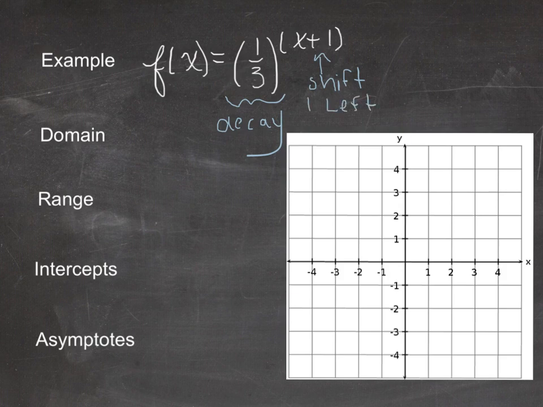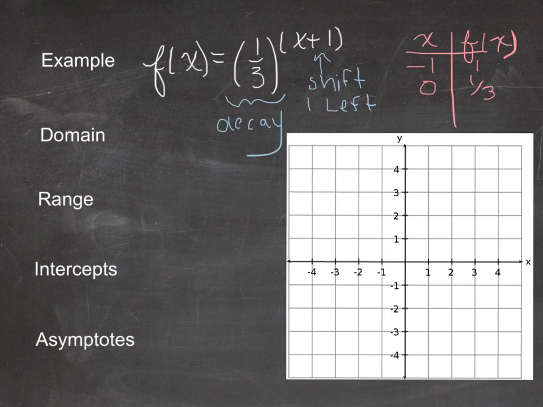Okay, so let's just do a quick table of values to see what's happening here. We have x and f of x. When x is equal to -1, I'll get -1 plus 1 is 0, so 1/3 to the 0 will be 1. When x is equal to 0, I'll get 1/3 to the 1, which is just 1/3.